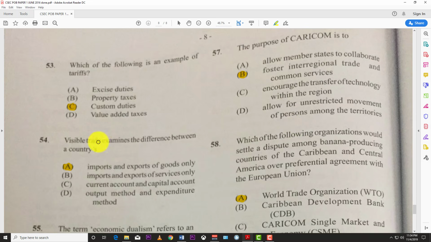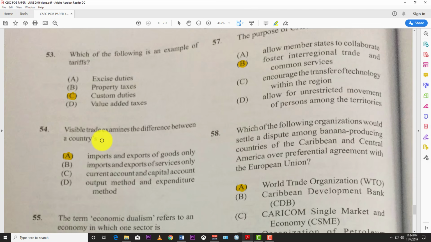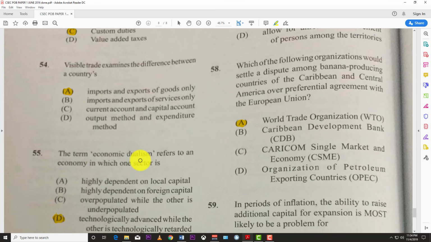Now 54, visible trade examines the difference between a country's... When it's visible, we're talking about just the tangible stuff. So imports and exports of goods only. The tangible things, the goods only. So the best answer is A, imports and exports of goods only.